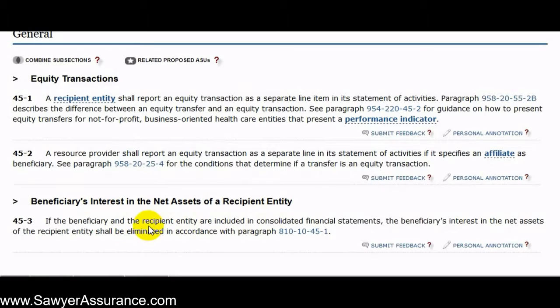This section tells us that whenever the beneficiary and the recipient entity are consolidated, and we'll go through the requirements for consolidation later on, those two asset accounts need to be eliminated. Basically in the consolidation, the beneficiary's account for the interest in the net assets of the recipient entity would be removed, and the only thing left would be the actual assets that are owned by the recipient entity. This is described in more detail in subtopic 810 about consolidating financial statements.